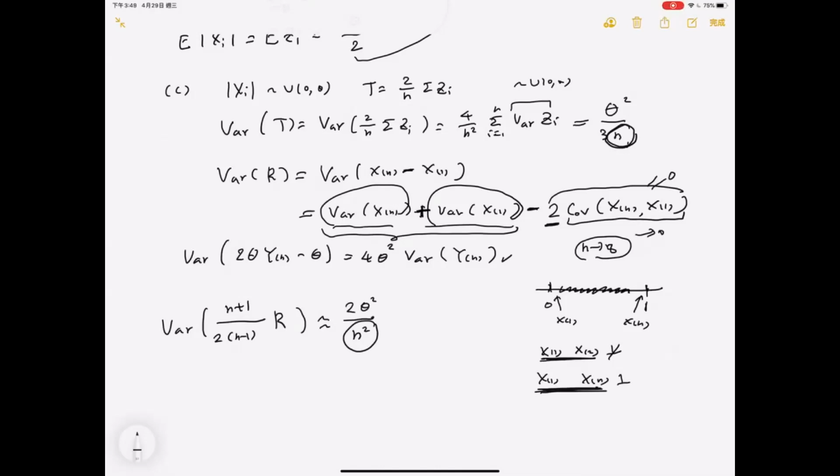And then imagine why people would prefer this guy right here compared to this guy. The reason people like this guy right here is that the variance of R shrinks quicker than that of T. Technically speaking, we would say this guy has a faster rate of convergence.